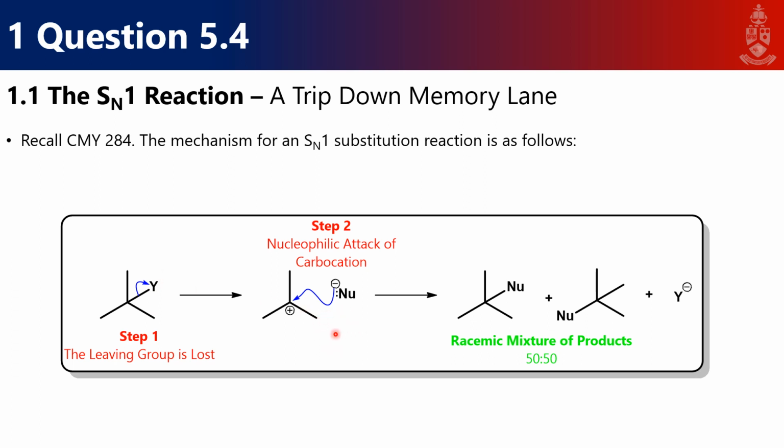Because remember, technically you have Y minus here still. So in other words, the nucleophile and Y minus are competing to attack this carbocation intermediate. Now, whichever one wins forms the product. In this case, the nucleophile is the stronger nucleophile. This one is stronger than the Y minus nucleophile. And then you form some racemic mixture of products with Y as a product as well.